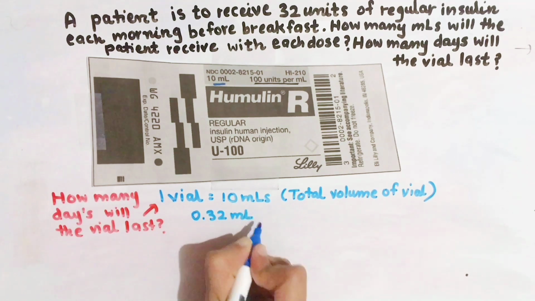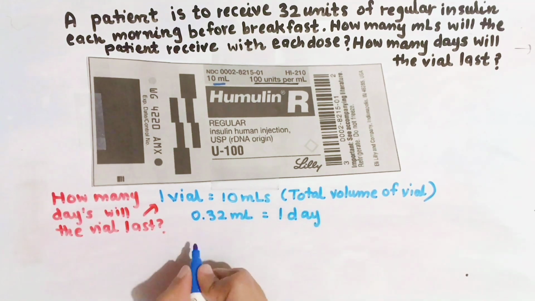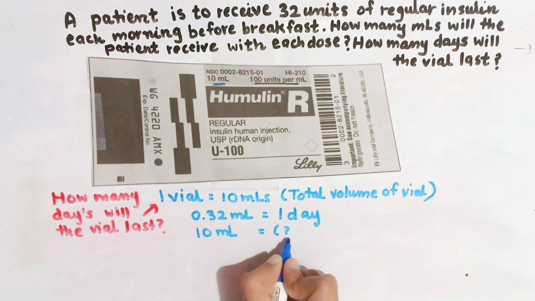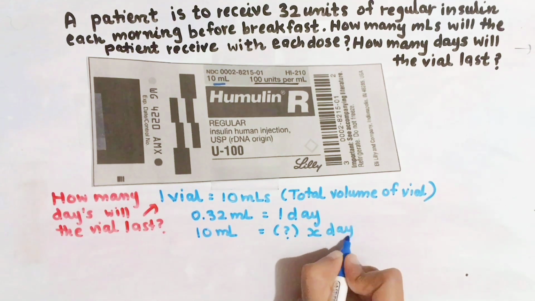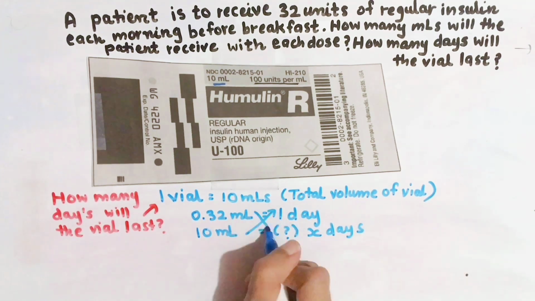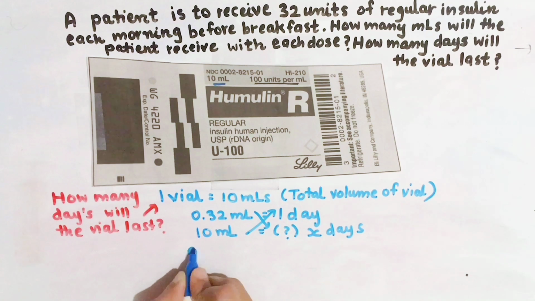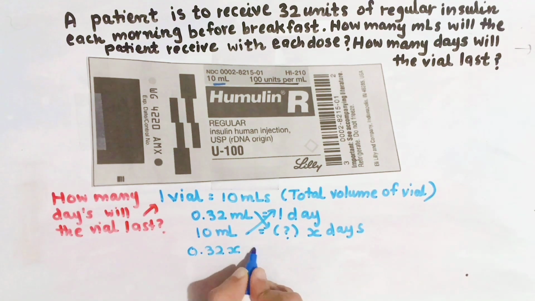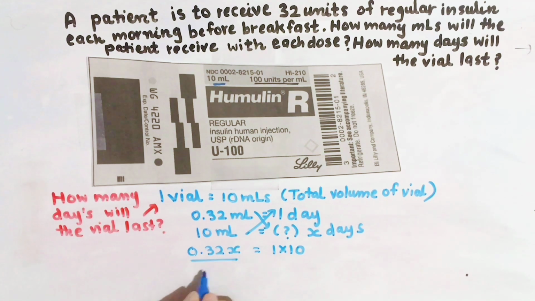0.32 mL is taken by the patient in 1 day. So 10 mL would be taken within how many days? Let's keep it as x days. As usual, we'll cross multiply and get the answer. 0.32 times x is equal to 10 times 1. So let's divide both sides by 0.32 in order to isolate x.